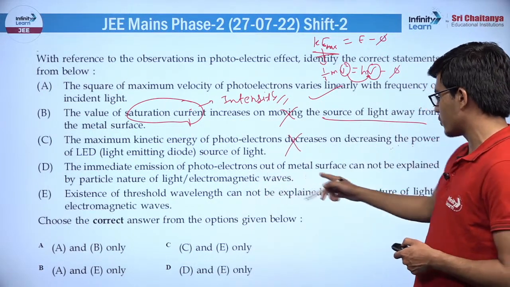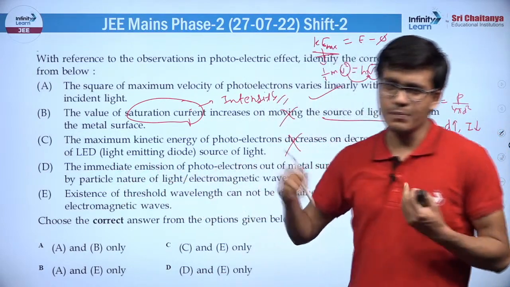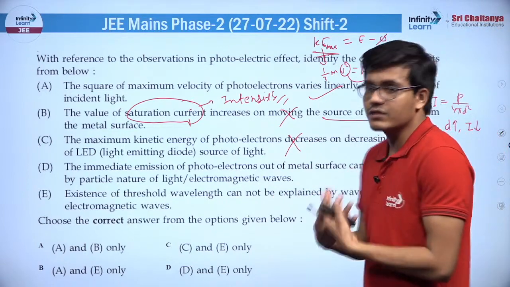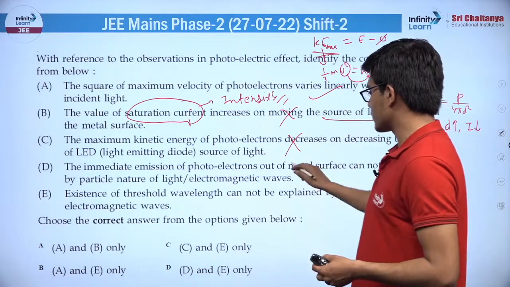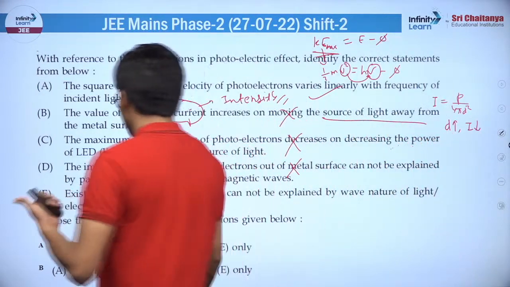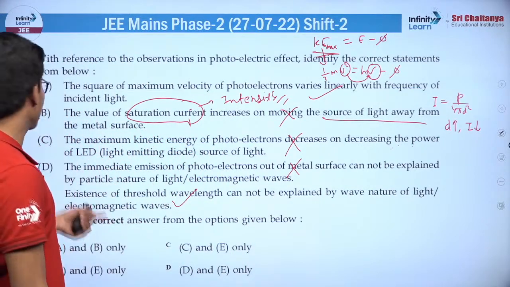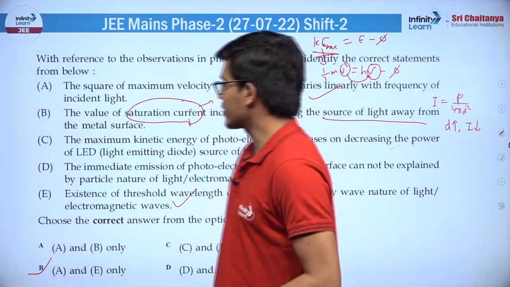The immediate emission of photoelectrons out of the matter cannot be explained by the particle nature. The photoelectric effect itself is showing the particle nature of light, right? So this one is also wrong. And threshold wavelength was not explained in the wave theory. That is where the role of the photoelectric effect comes. So this one is also right. So my A and E options are right, means B is the right answer.